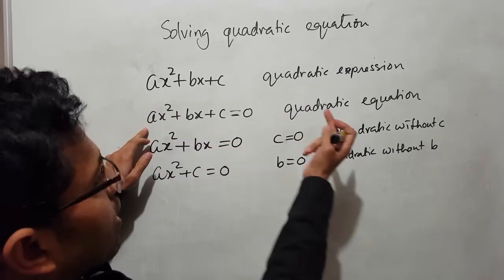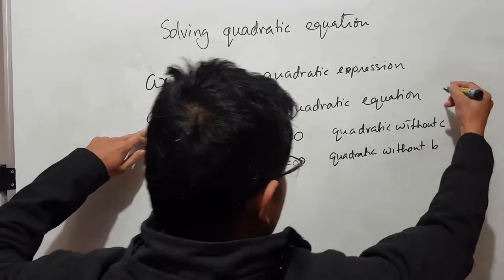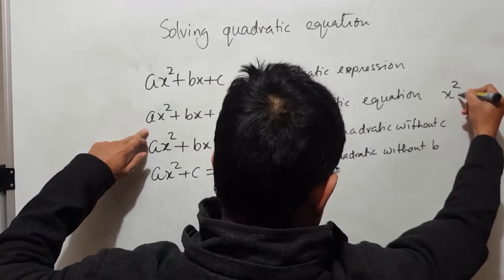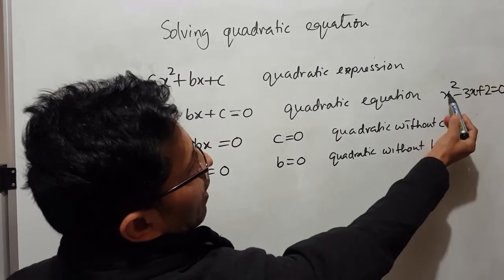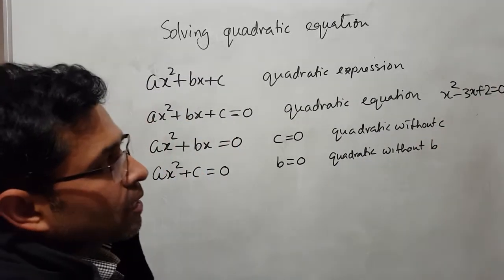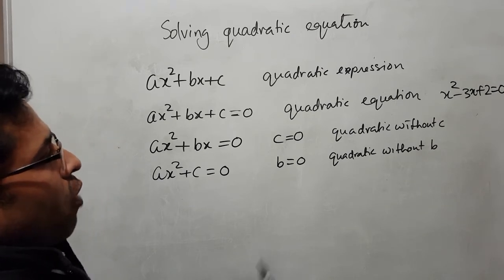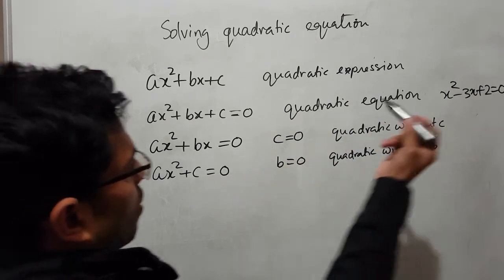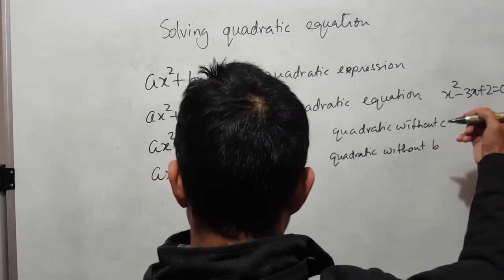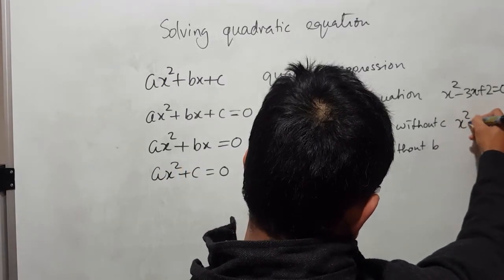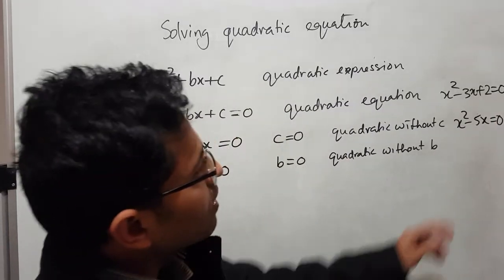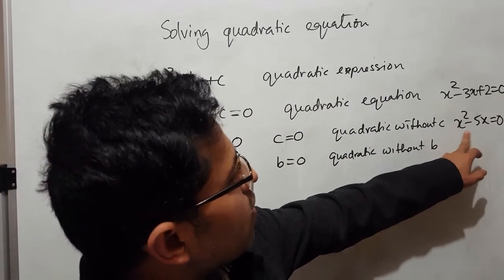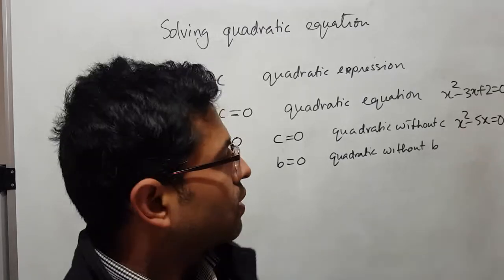So for example, what is an example of the general form of a quadratic where all three are there? I can use x squared minus 3x plus 2 equal to 0. We have a, we have b, we have c, everything is there. How about the quadratic without c? We have lots of examples like that. Without c, I can say x squared minus 5x equal to 0. We have x squared, so we have a, we have b, but there is no constant.